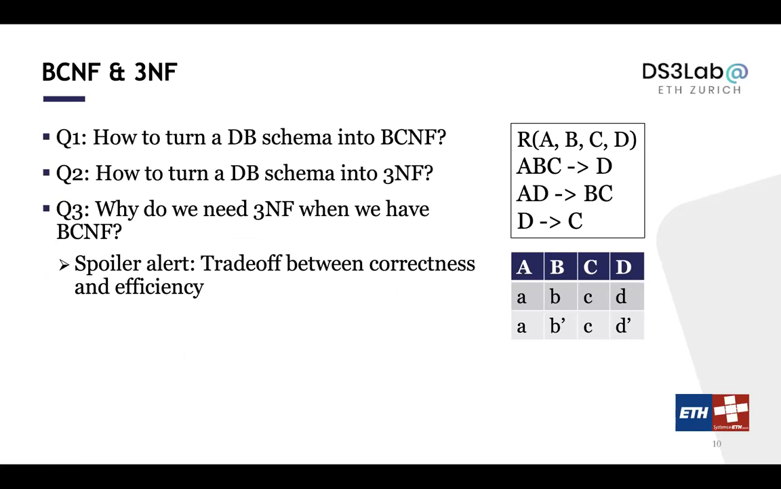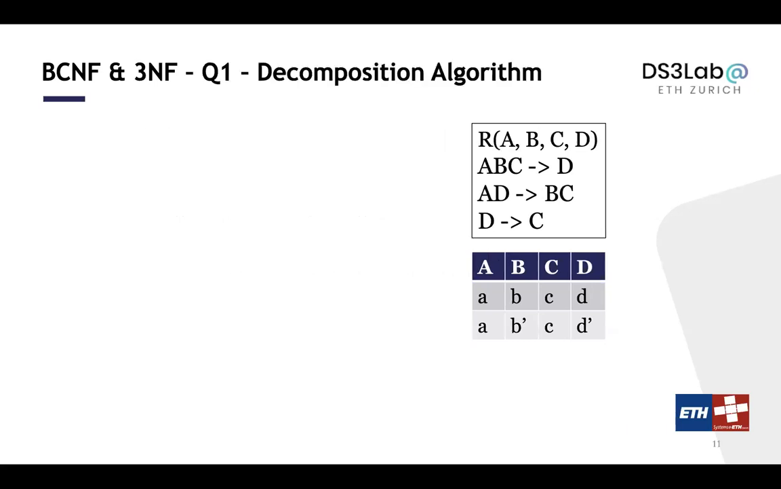Given these two notions, BCNF and third normal form, we also talk about essentially three questions. One is, how can you turn a database schema into BCNF? Second, how can you turn a database schema into third normal form? And then, why do we even need these two notions? What is the trade-off between third normal form and BCNF?